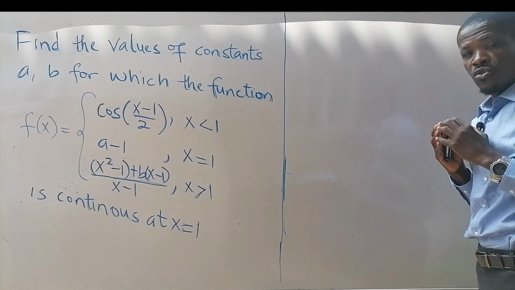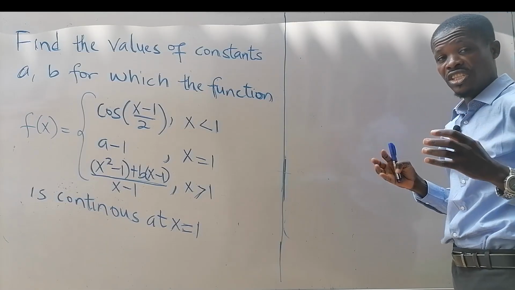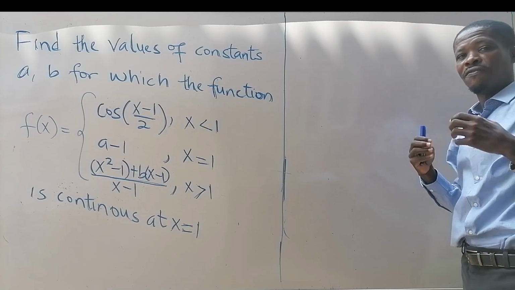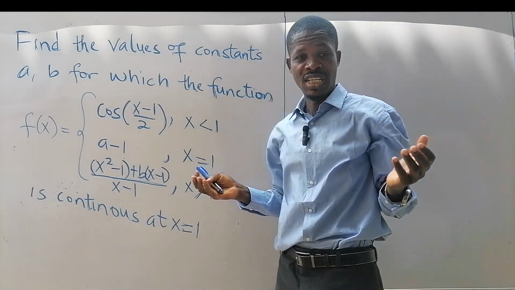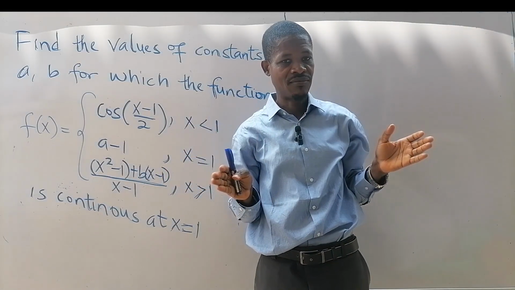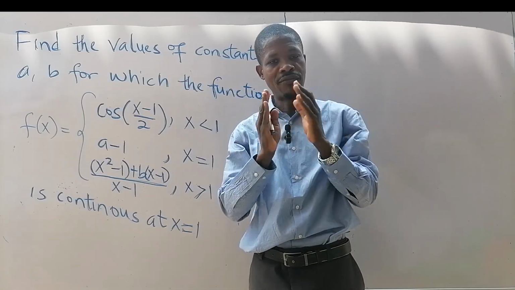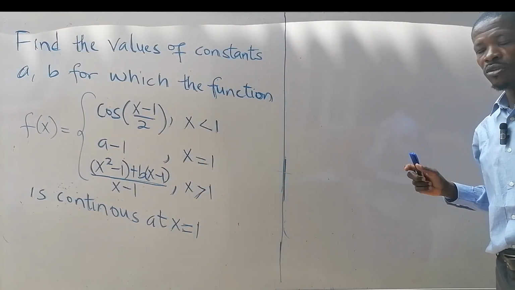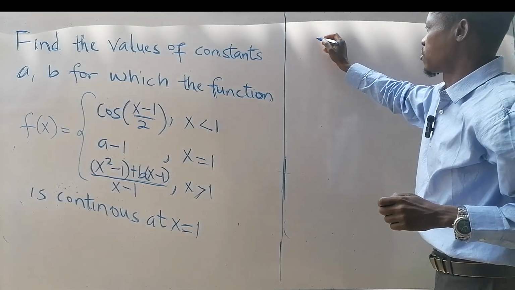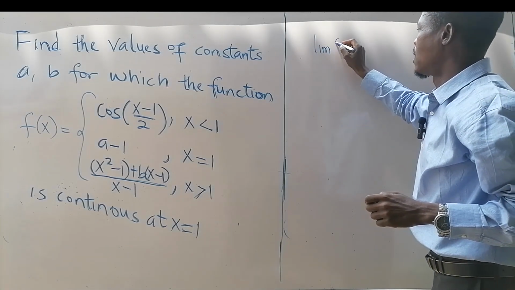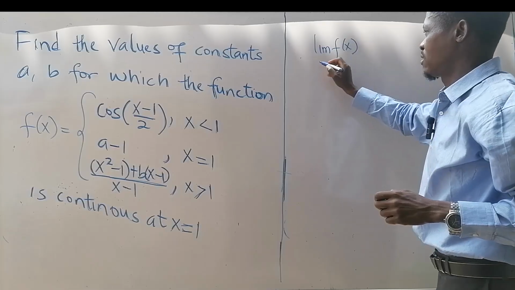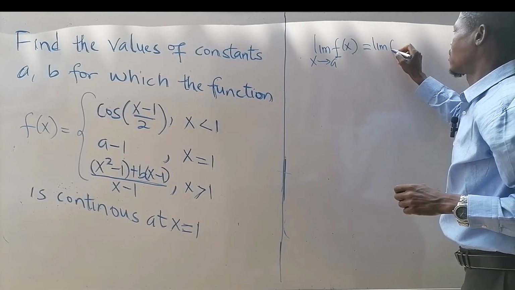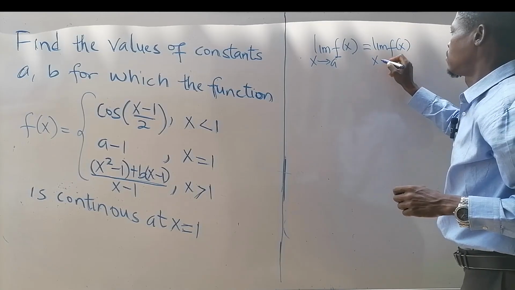The first thing we need to note is the condition for continuity. When is a function going to be continuous? That's the next question we should be asking. The answer is straightforward. A function is continuous when the left-hand limit is equal to the right-hand limit.